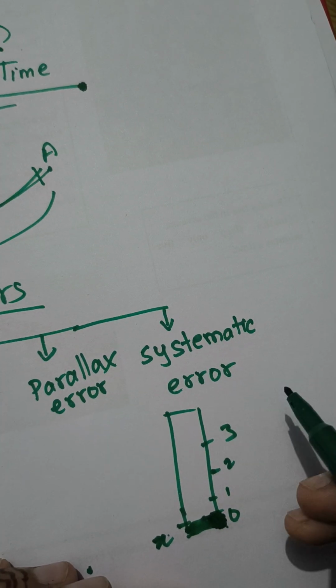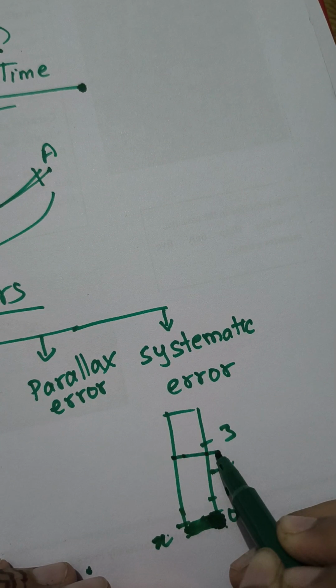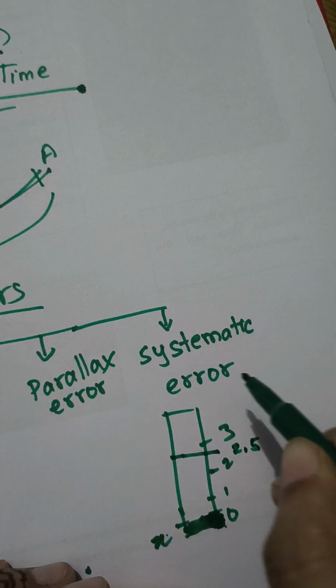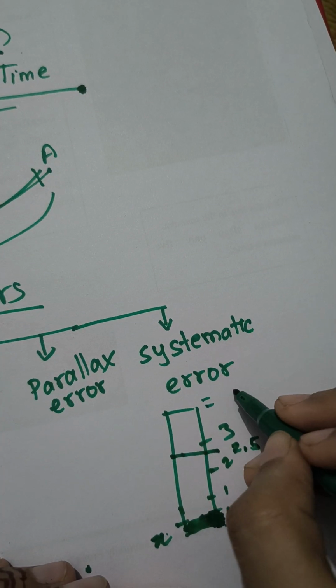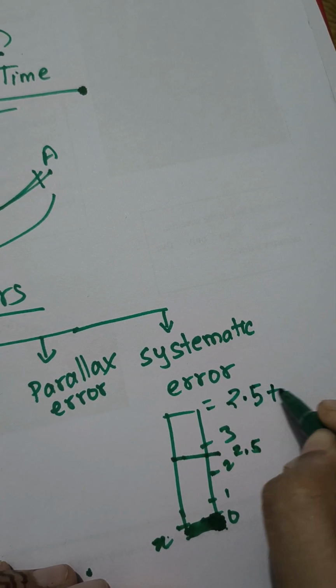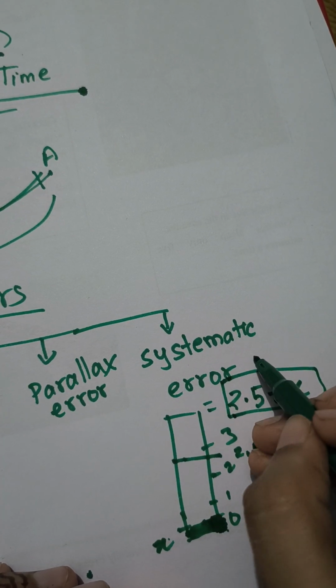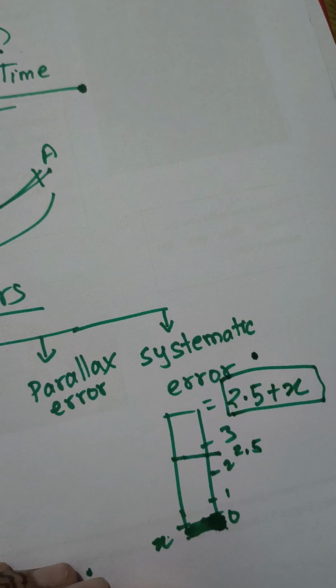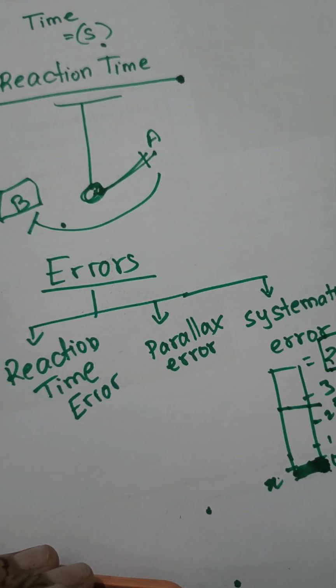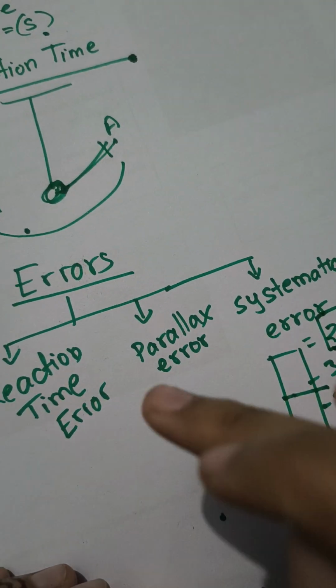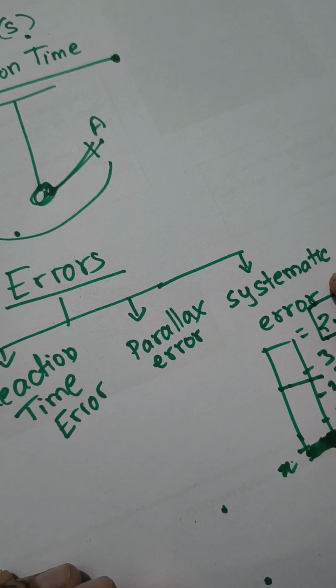So whenever we are reading something, for example, if we are reading this mark which is 2.5, what we have to do is add 2.5 plus x. If we don't add the x, systematic error will occur. So I hope you understood all three errors: the reaction time error, parallax error, and the systematic error.